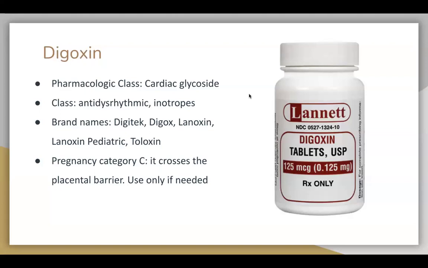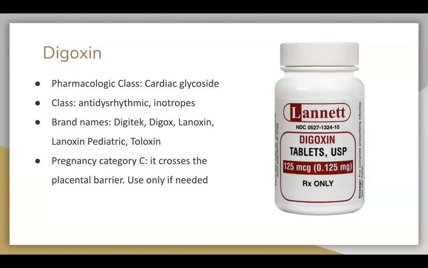So digoxin is a cardiac glycoside. This means it increases the force of contractility of the heart while decreasing the heart rate. It basically makes the heart pump more effectively. It also is an antidysrhythmic, which means it prevents abnormal cardiac rhythms of the heart, including AFib or ventricular tachycardia.